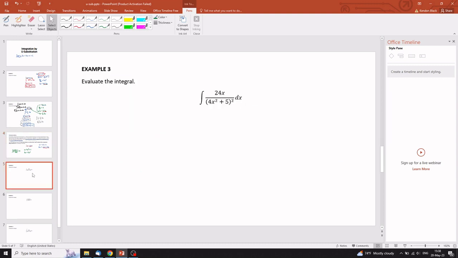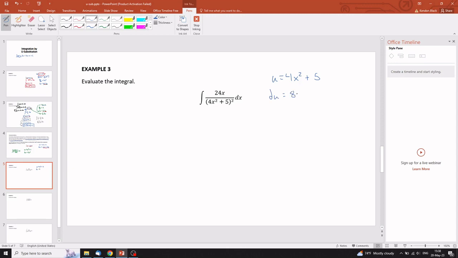Okay, let's do a few more examples and see if we can get used to choosing the correct u. So here we have an example of what I was just talking about. We have two polynomials, and one is exactly 1 degree higher than the other one. So let's go ahead and try setting the u to be the higher degree polynomial. U equals 4x squared plus 5. And see if we can go directly to the du step.